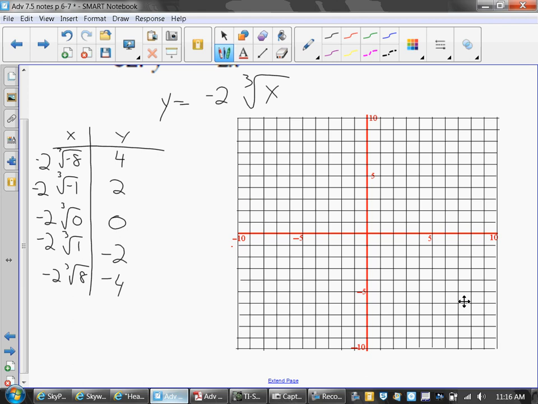At negative 8, it was 4. Negative 1, 2, 0, 0, 1, negative 2. Wait, what am I graphing here? It's negative 1, 2. Oh, yeah, I'm sorry, I was going backwards there. Negative 8 and 4. Negative 1 and 2. 0, 0, 1, negative 2. And then 2 and negative 4. Yeah.